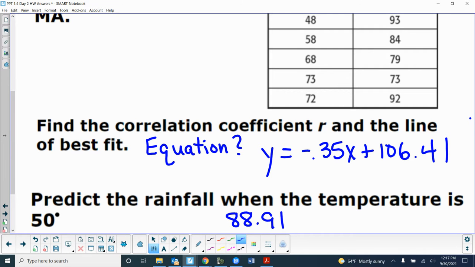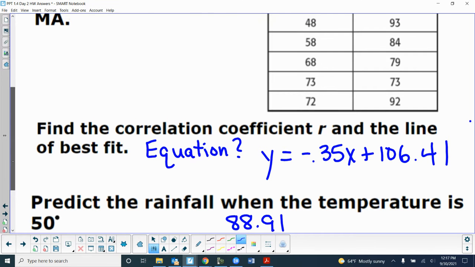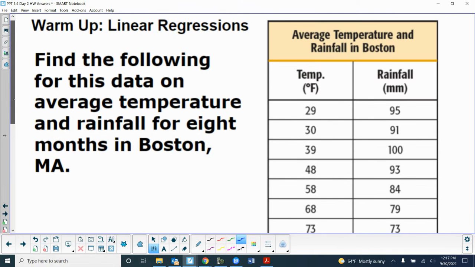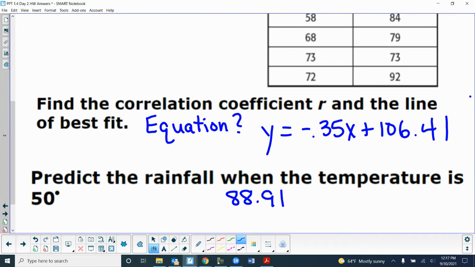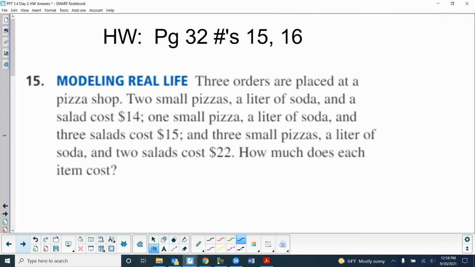All right, so that's millimeters. If we look at this whole, that's millimeters of rainfall. So 50-degree weather, 88 millimeters, almost 89. The reason I wanted you to do that is, again, for practice putting it in the calculator. Some of you are getting some errors. We'll get your calculator fixed. I probably just have to reset the memory for that to happen, but we can do that.